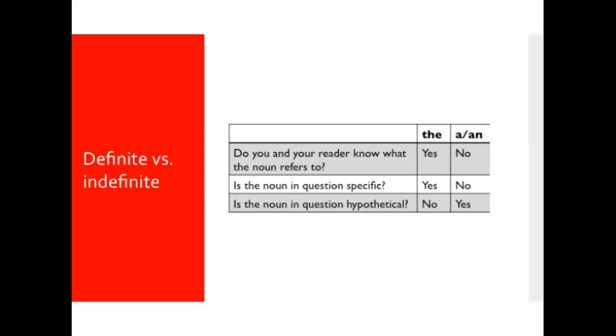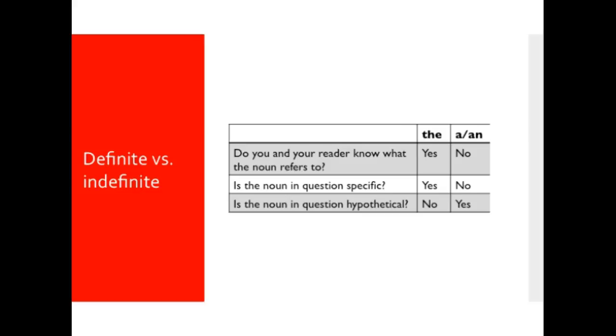So then the next question you'll have to ask yourself is, does it need a definite or an indefinite article? So definite articles are the, which refers to something specific, versus indefinite, a and an, which refers to something vague or general. So questions to ask yourself: do you and your reader know what the noun refers to? So you both have to know. If you know and your reader doesn't know about this hat in question, for example, then you can use an indefinite article like a or an. But if you both know the hat you're talking about, you can say the hat.